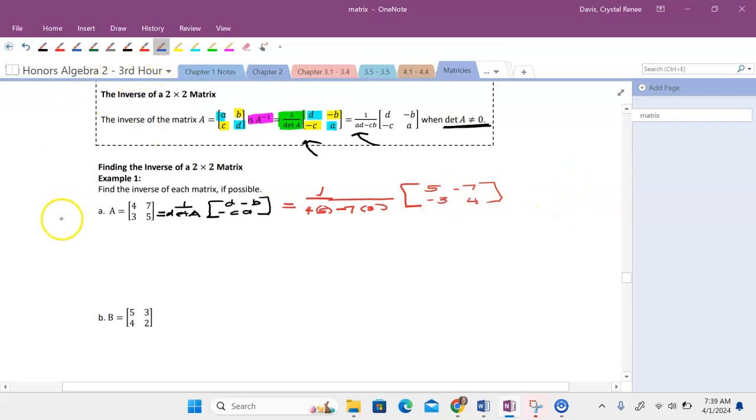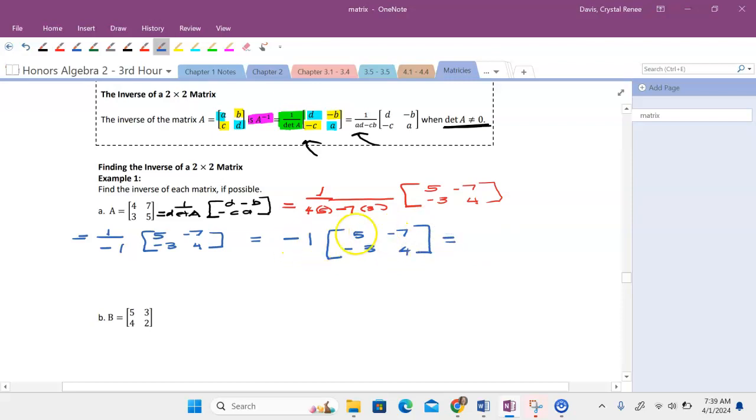All right, so let's simplify this down. So this is 1 over, well, 20 minus 21 is a -1, times 5, -7, -3, and 4. Well, guys, 1 over -1 is just a -1, times 5, -7, -3, and 4.